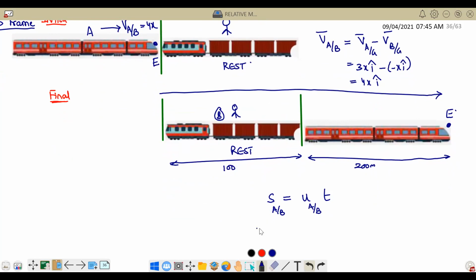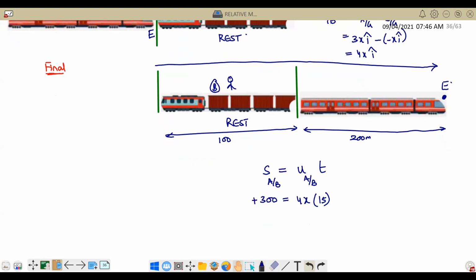So 100 plus 200, 300 is equal to, what was the velocity of A with respect to B? 4x into how much time it has taken? Time is same, 15 seconds. Time is same whether you solve it from ground frame or from one of the frames. So if you solve this, you'll get x is how much? 5.